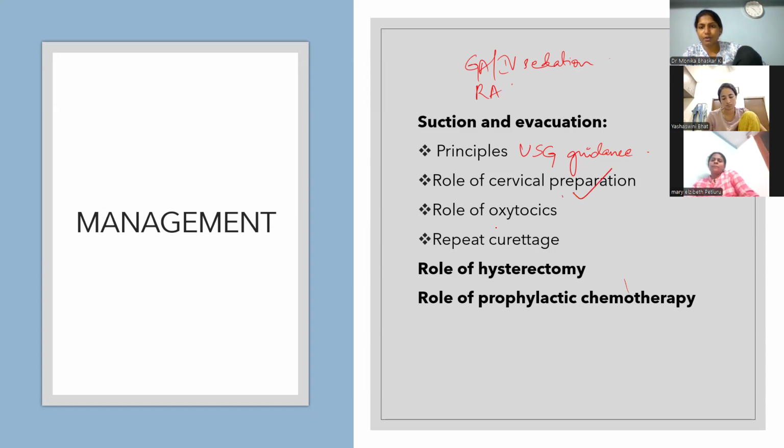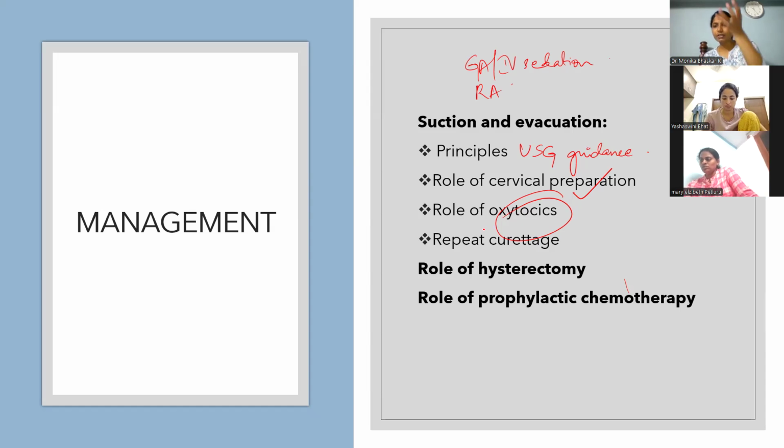What about the role of oxytocin? Whenever you put up a Synto drip, the uterus starts contracting. If the uterus contracts, there might be distant metastasis or trophoblastic embolization was the theory which was proposed, and that still holds good. So usually we need not start oxytocin pre-evacuation. It can be started post-evacuation for contraction of the uterus and stoppage of bleeding.